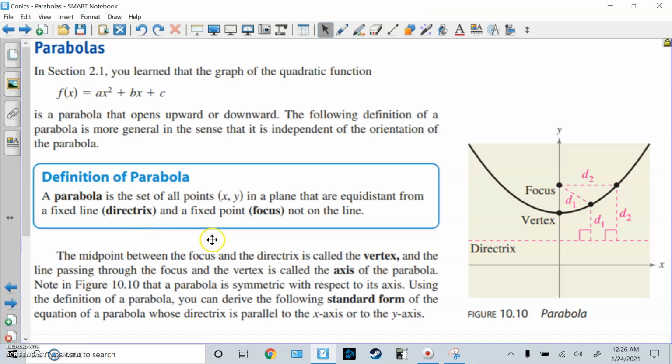The midpoint between the focus and the directrix is called the vertex, and the line passing through the focus and the vertex is called the axis of the parabola. Here's the picture, figure 10.10. It's symmetric with respect to its axis, the axis of symmetry.